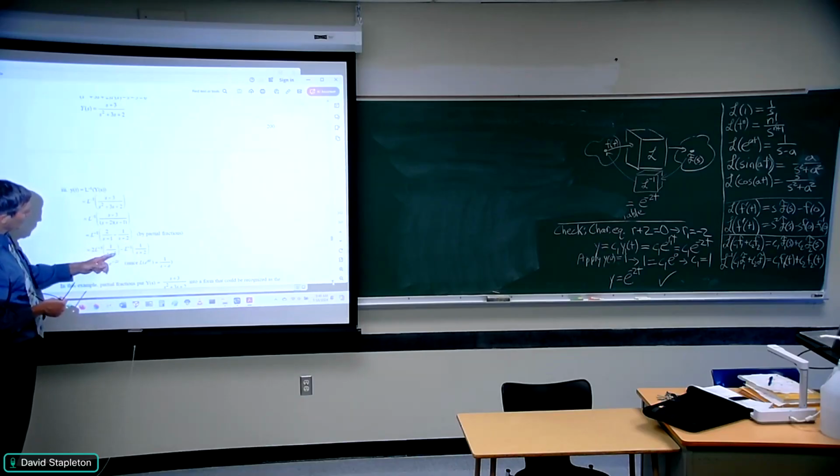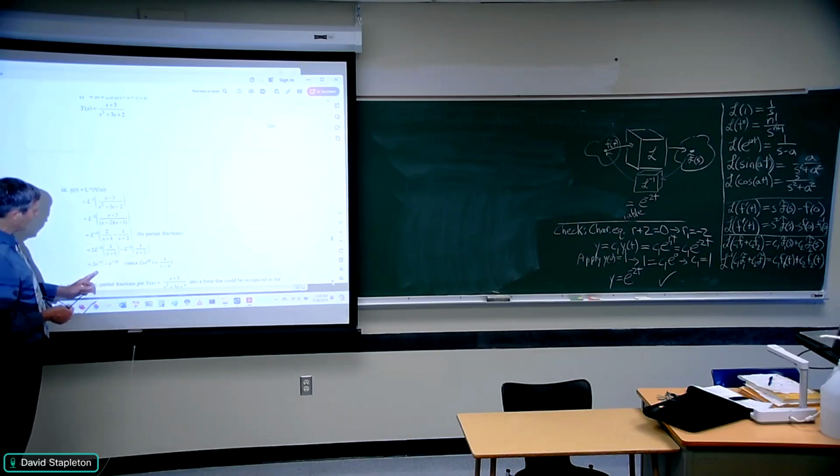1 over s minus a is e to the at. And so, since you subtract negative 1 here, this is the transform of e to the minus t. This is the transform of e to the minus 2t. So our solution here is 2 e to the minus t minus e to the minus 2t.